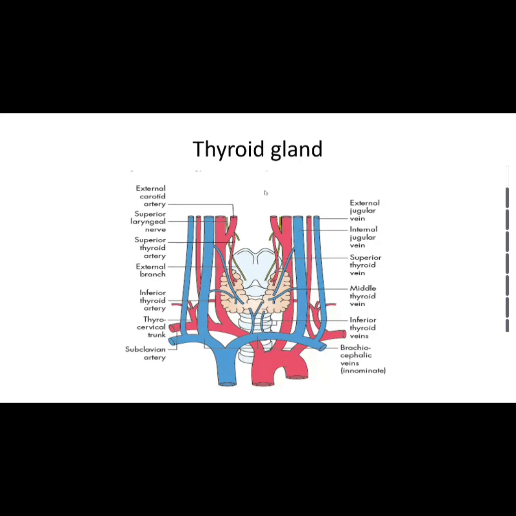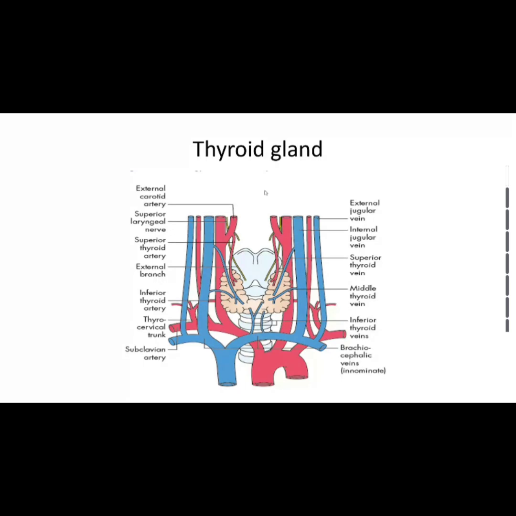Then, one of the things about the thyroid gland, you really have to know about the blood vessels, the arteries and the veins. What supplies it is, for example, the superior thyroid artery, which is from the external carotid artery. Remember, the common carotid artery branches into the internal carotid artery and the external carotid artery. So the superior thyroid artery originates from the external carotid artery.